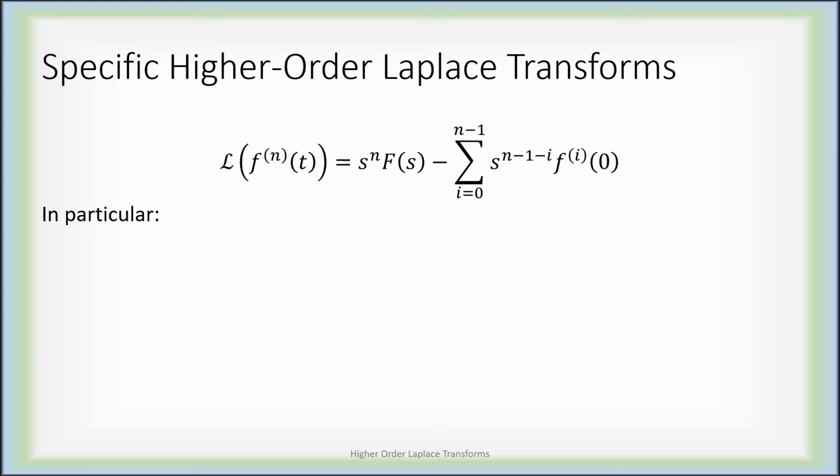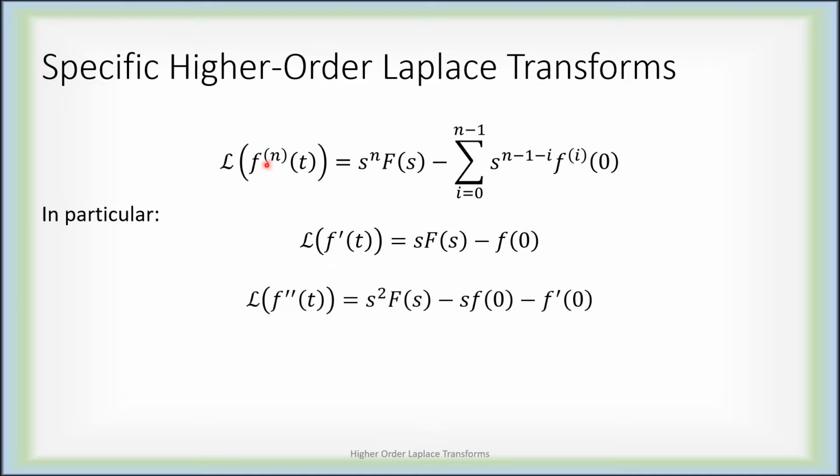In particular, let's see how this formula plays out. When n equals 1, and I'm taking the first derivative here, we have s to the first, capital F, there it is. Then I subtract i going from 0 to 0, so the only term I have to put in is i equals 0. s to the 1 minus 0, or s to the 0, the 0th derivative of f, which we've already remarked is the original function.